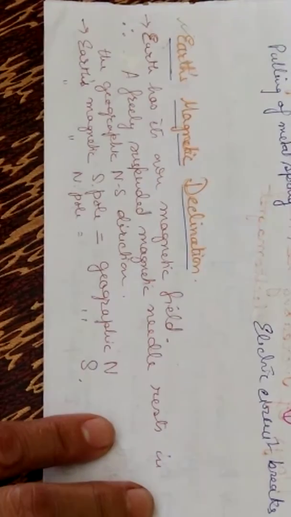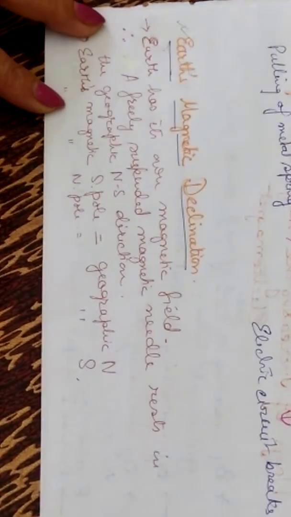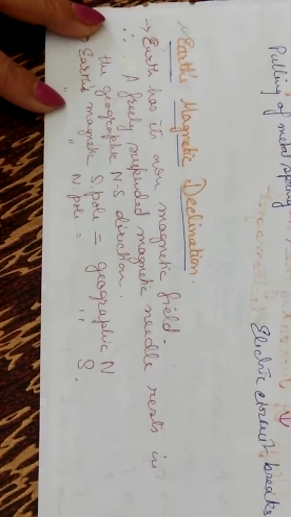We know that Earth has its own magnetic field. Therefore, when we freely suspend a magnetic needle, it will rest in the geographic north-south direction. That is, geographic north will be the magnetic needle's north, and geographic south will be the magnetic needle's south. Now, Earth's magnetic south pole will be the geographic north, and Earth's magnetic north pole will be geographic south.